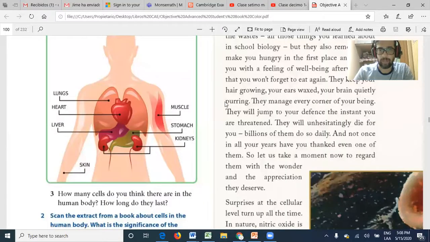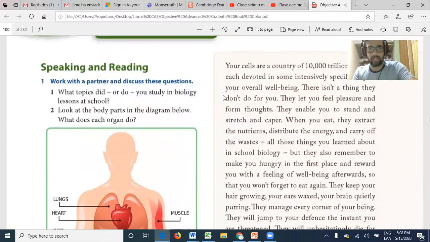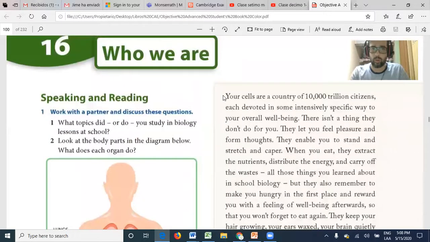Well, we're going to be starting today. We are at the end of the quarter now. We're going to be doing lesson 16. So let's turn right away to page 100 on our booklet and let's start from there. Okay, over here, the name of this unit is called Who We Are.